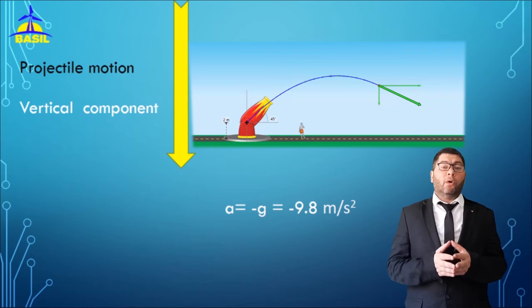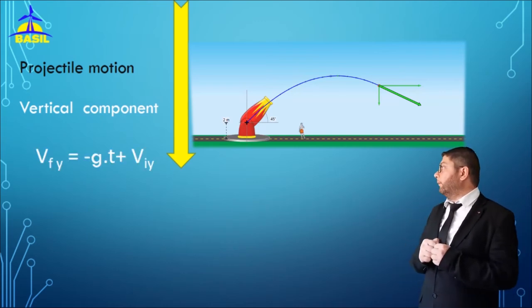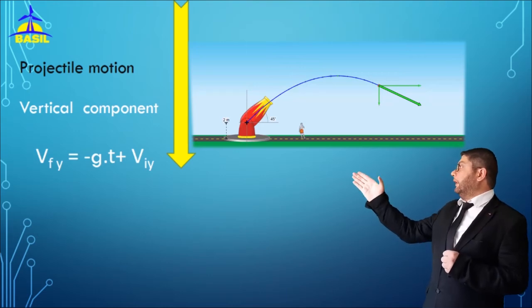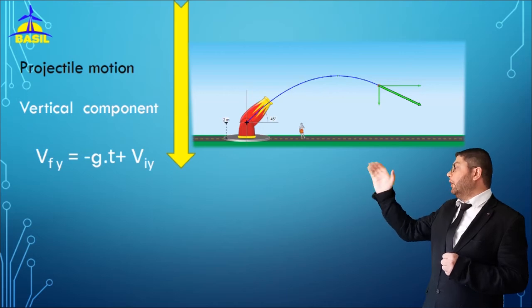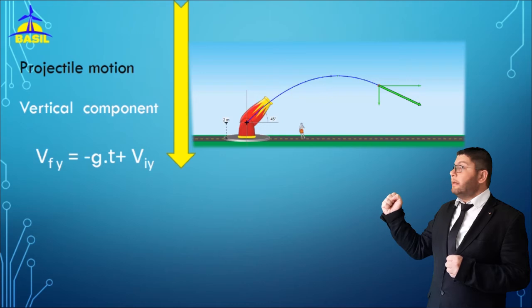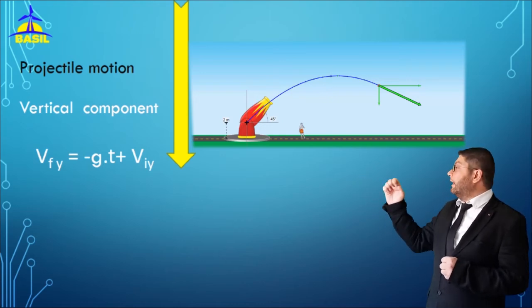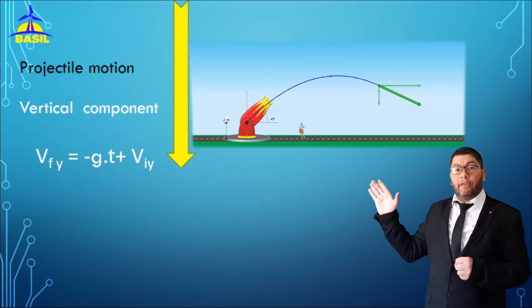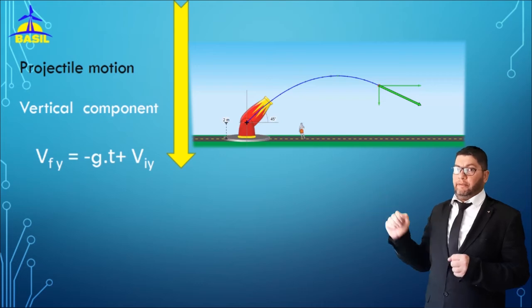The equations of vertical motion: the first equation is Vfy, which is the final velocity in the y component, equals minus g times t plus Viy. Minus g is the acceleration, t is the time, and Viy is the initial velocity in the vertical component, in the y component.